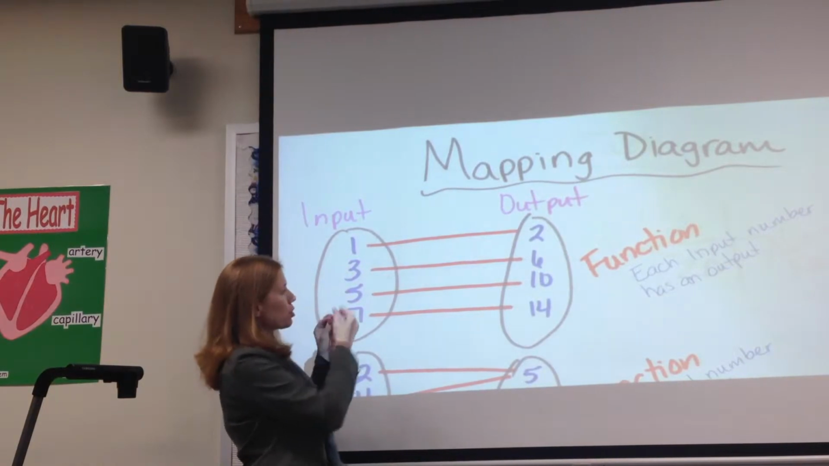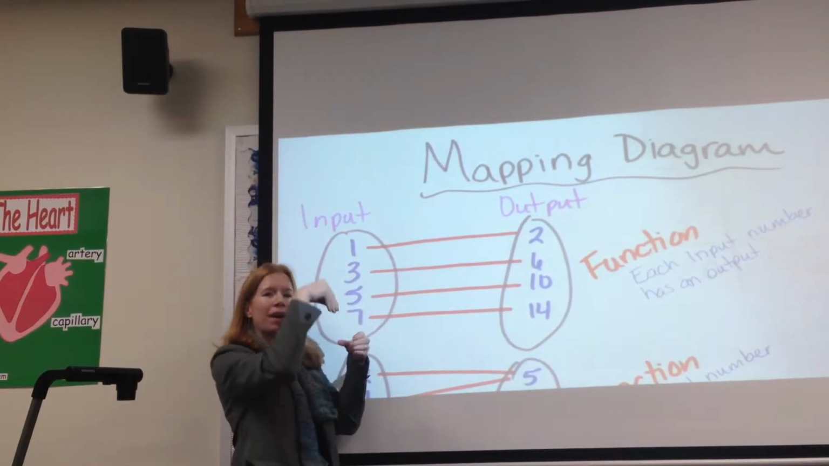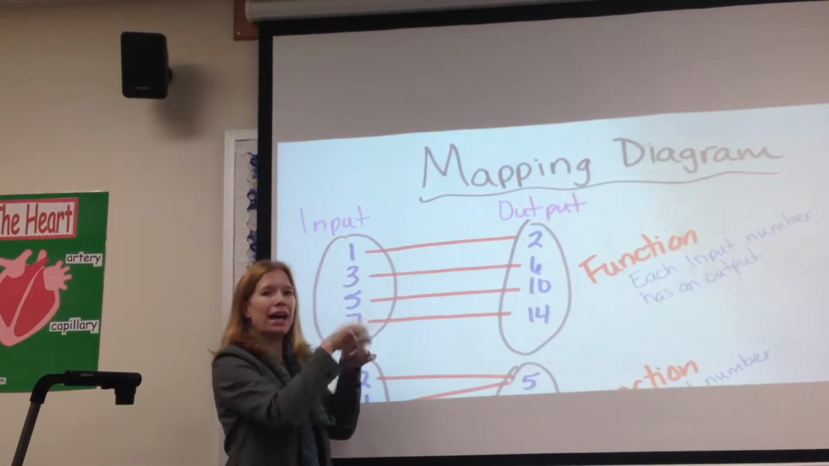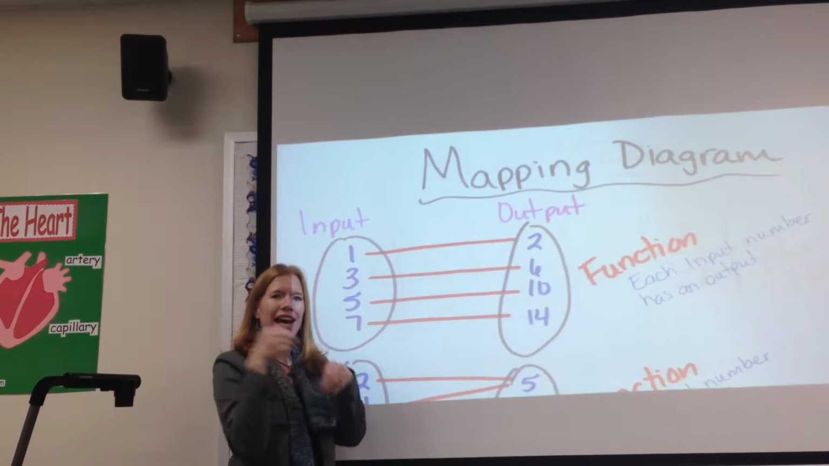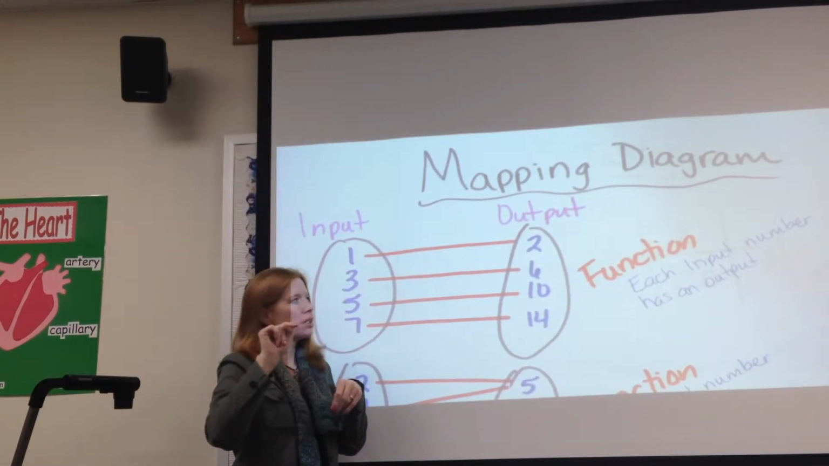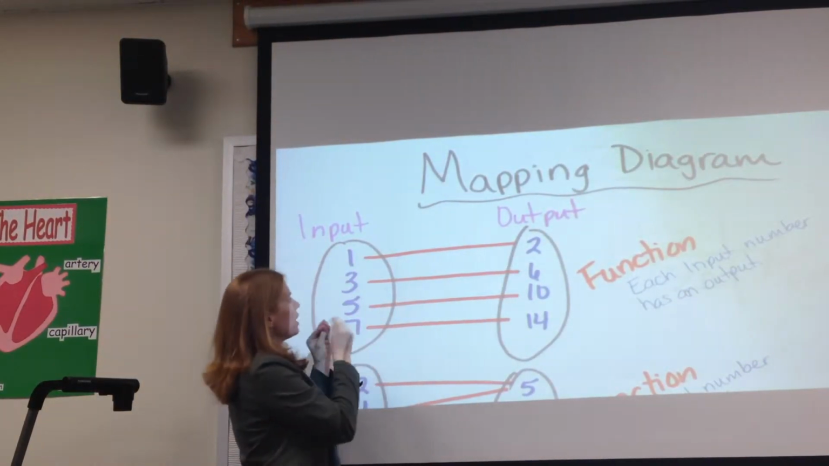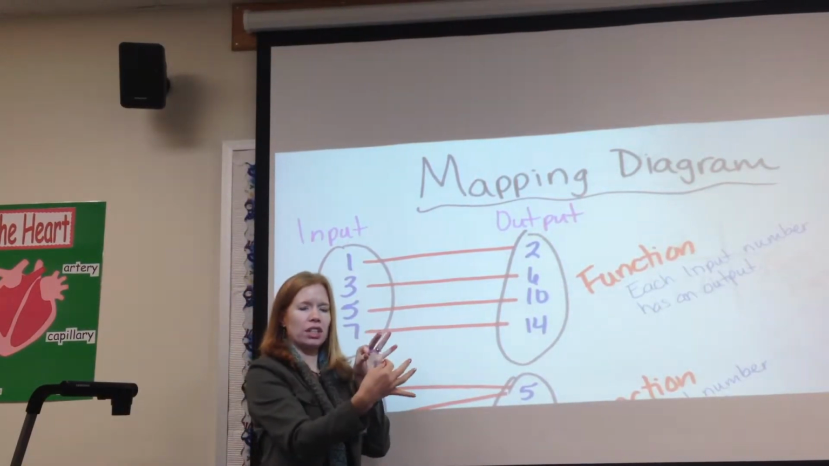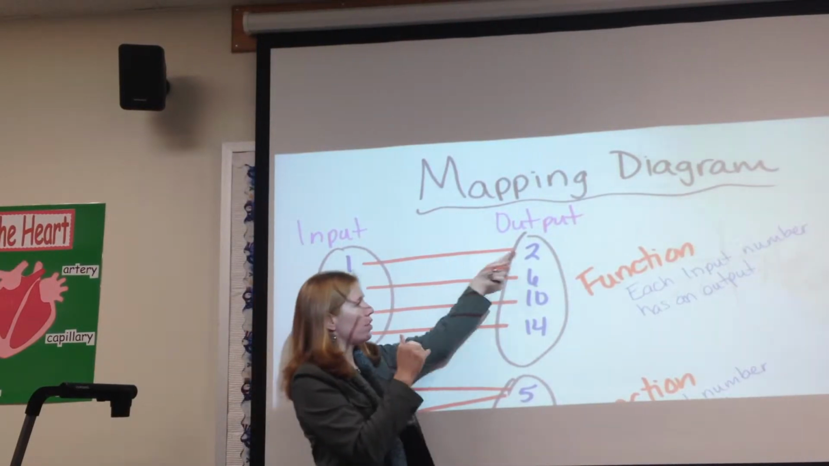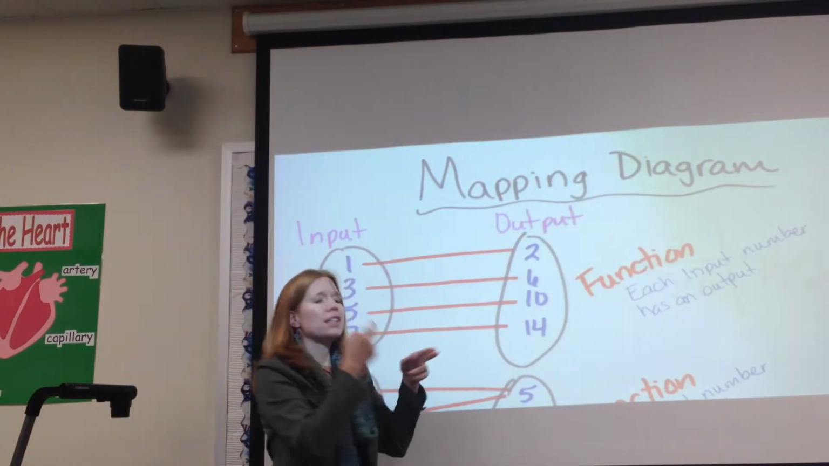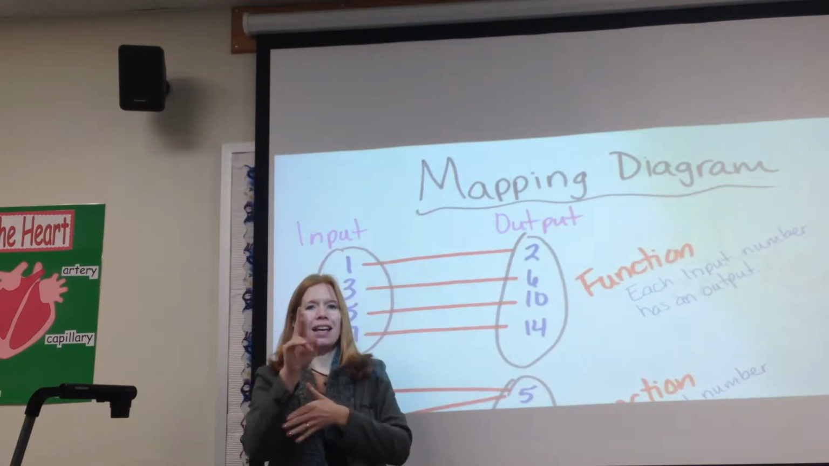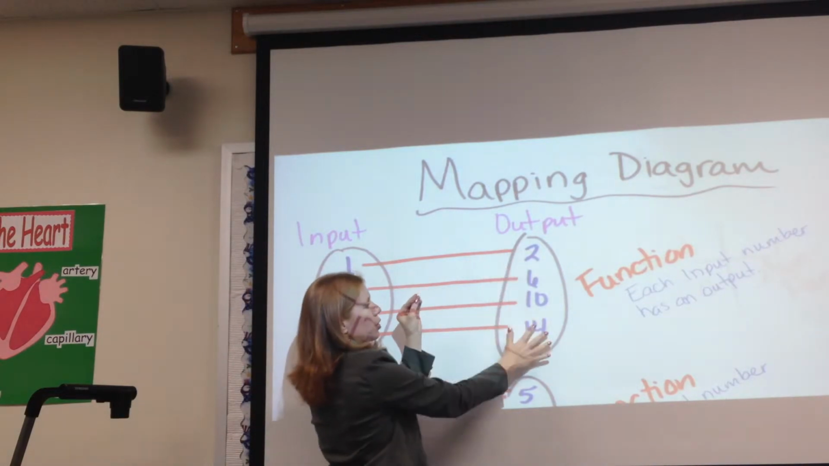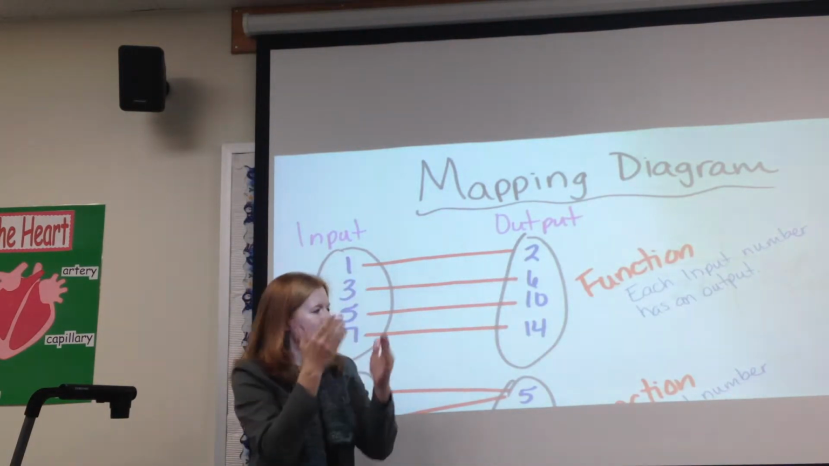If I have some numbers on this side, these are called my inputs. And then the numbers that come out of the equation are called the outputs, okay? So if I have these numbers, 1, 3, 5, and 7, and I put them in my equation and solve it, and they equal these numbers, then yes, that is a function, because each number here matches up with the number here. Okay? Let's look at the next example.